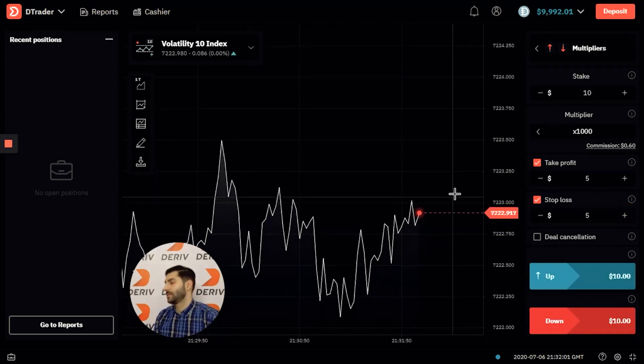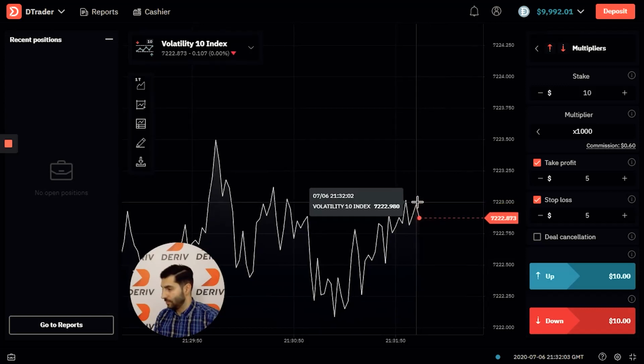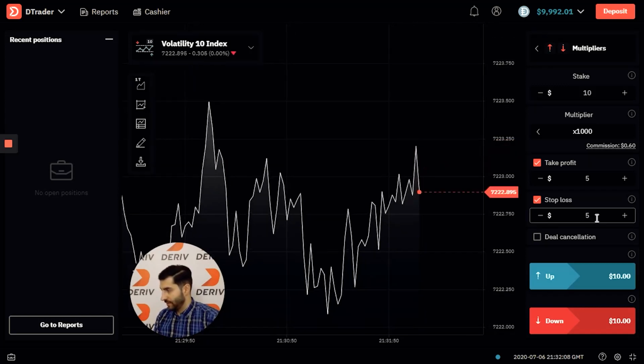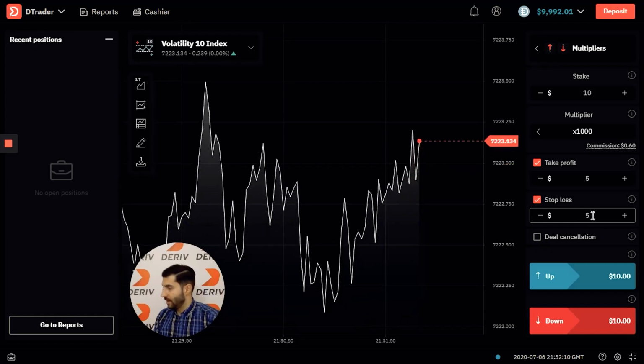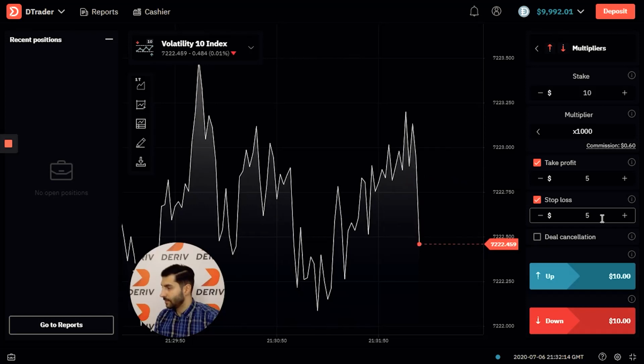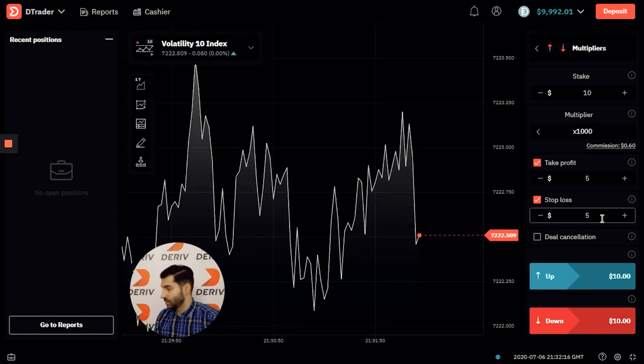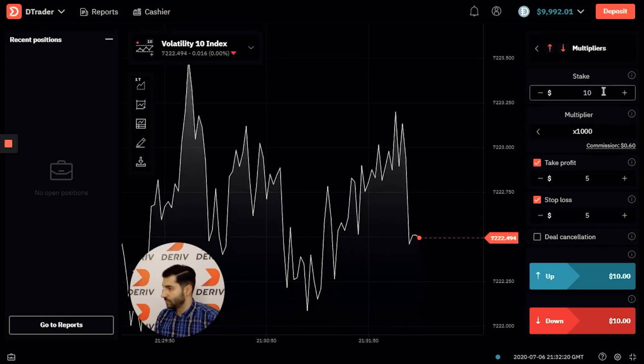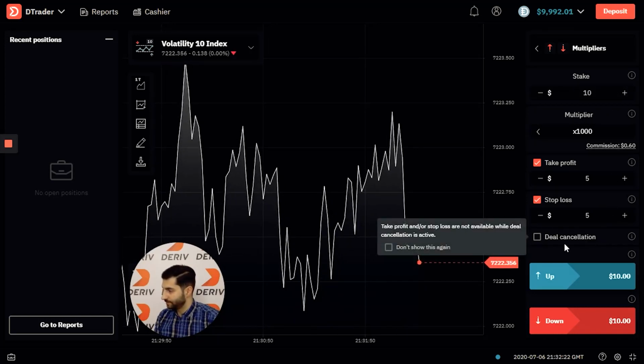So I'm basically telling the system that if the market moves against me continuously, and it eventually hits -5, the contract will close, and I'll limit my losses to $5. It's a good way of telling the system that I'm not prepared to lose my entire stake.